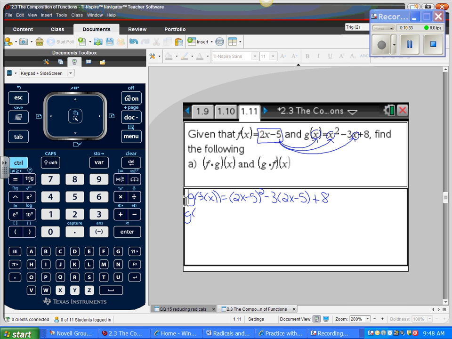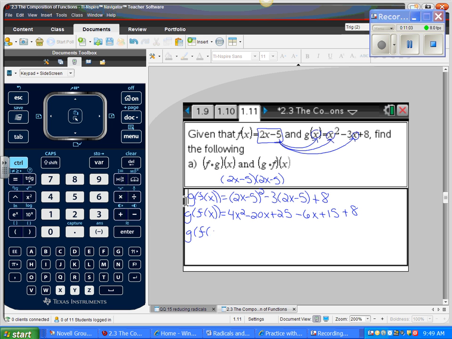And again, we're bringing down this notation each and every time. We're going to FOIL that out. 4x squared minus 20x plus 25 minus 6x plus 15 plus 8. And remember, this does have to be FOILed, and that's exactly what I did. I just did it in my head and didn't show that step.